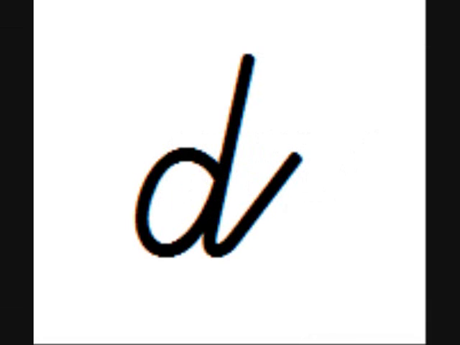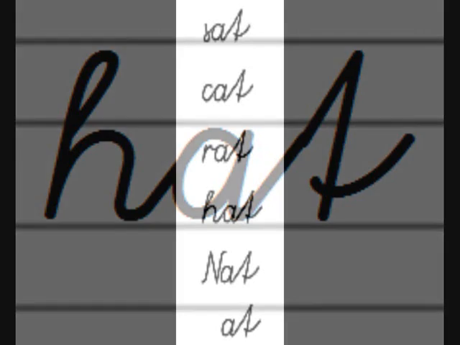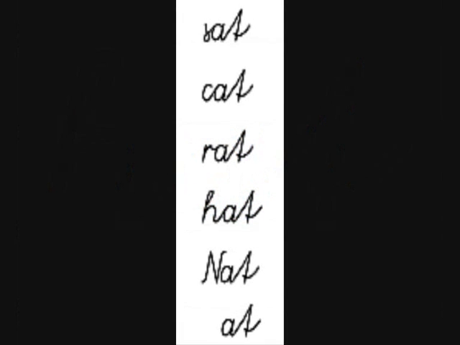Anne is a foundational word also. You can add a D to it and you get another word, and. So you have Anne and Nat. They both had a hat. So this gives us a word family that we've looked at this whole time. Sat, cat, rat, hat, Nat, at.